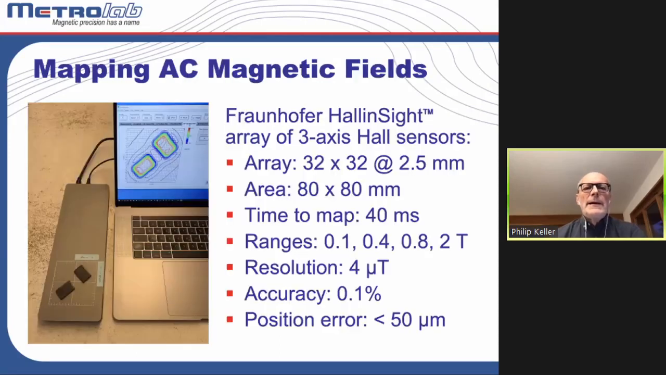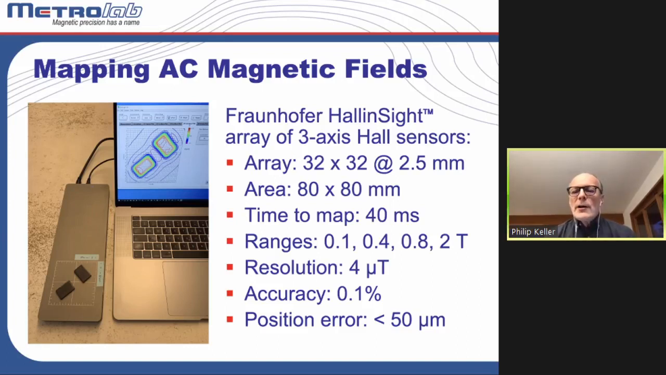Okay, now getting to the fun stuff. How do you map an AC magnetic field? Well, basically, you need multiple sensors in multiple locations. You need an array of sensors. So the sort of robot-driven mappers, such as a Senis mapper, are really not appropriate for this job. You can play some games and do synchronization, but it's really not the right tool for the job.